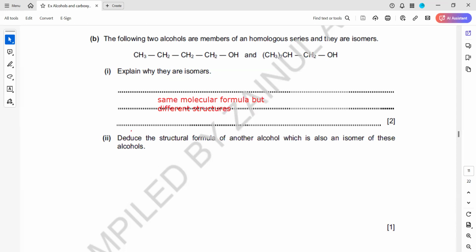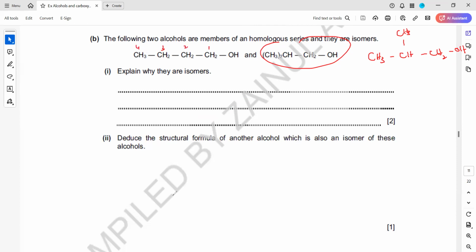Deduce a structural formula of another isomer. If you want to draw an isomer of an alcohol, like this is one isomer, this is another isomer. This one is already a straight chain, but if I elaborate it: CH3, CH2, CH2, CH2, and OH. So the best way to draw an isomer of an alcohol is to just change the position of OH. As you can see, OH is attached to the first carbon on the right-hand side. So this is butan-1-ol.